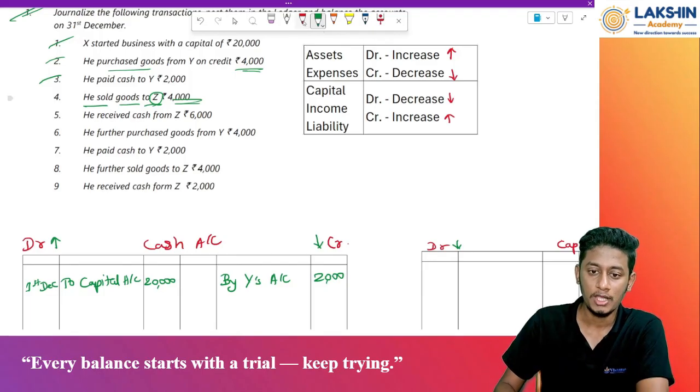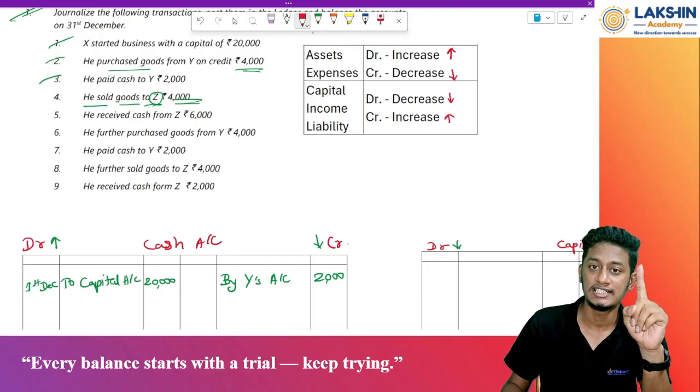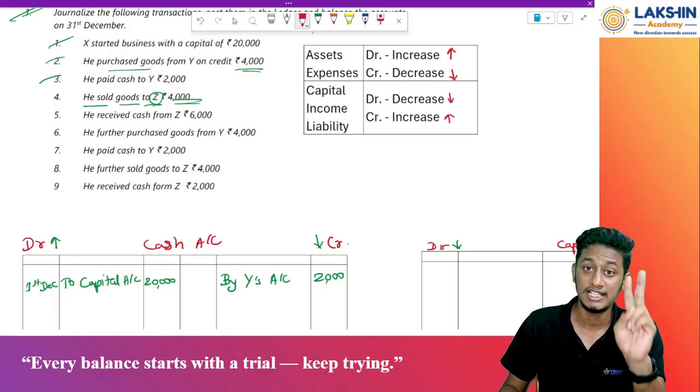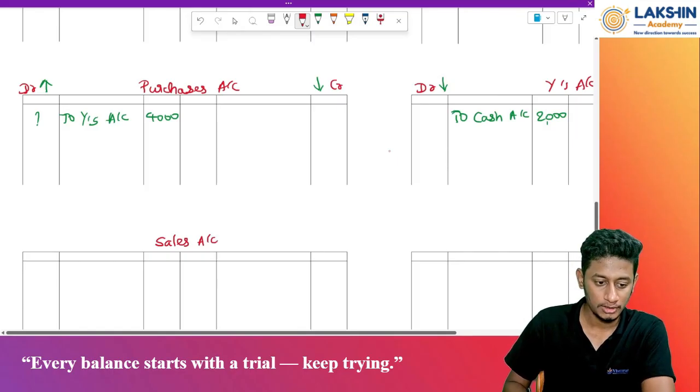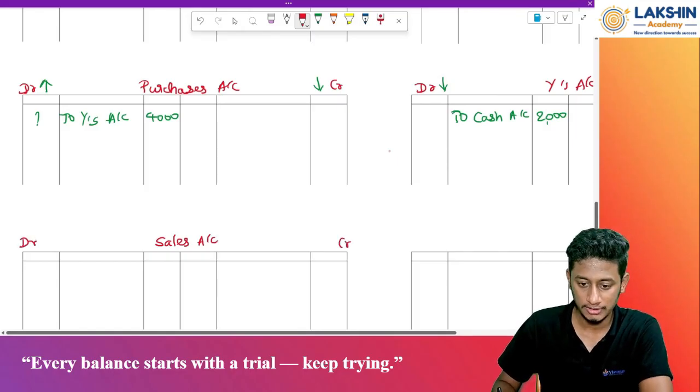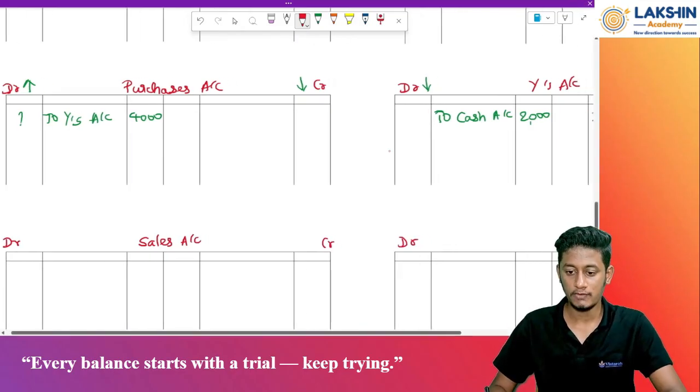Right. Now, what are the two accounts that need to be opened? One is the sales account, because I have sold him goods, and one more account is Z's account. So let us open the sales account, with debit and credit sides, and over here we will open Z's account.